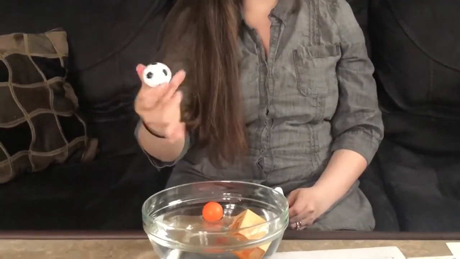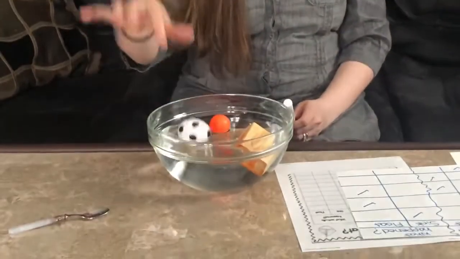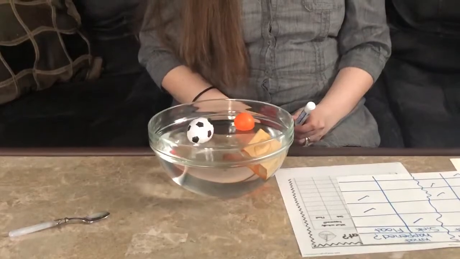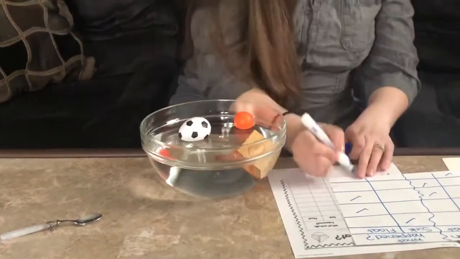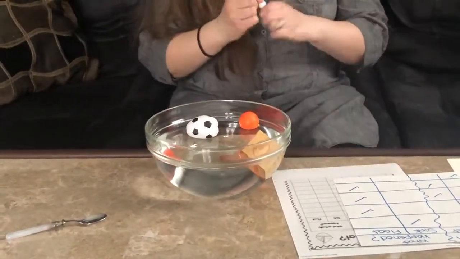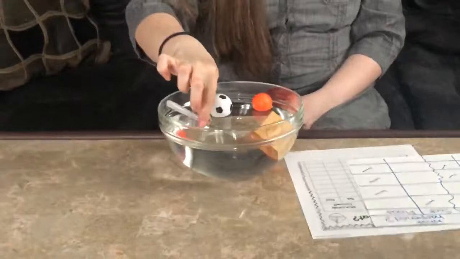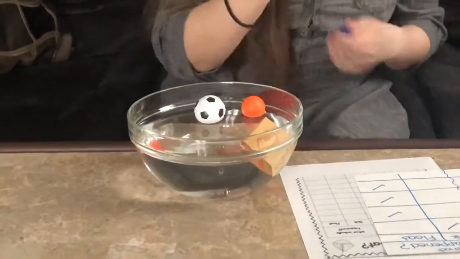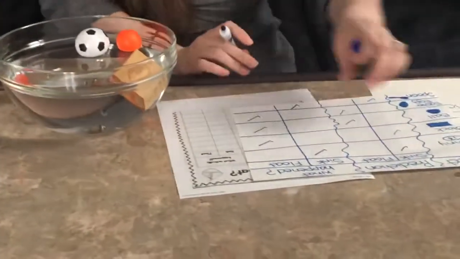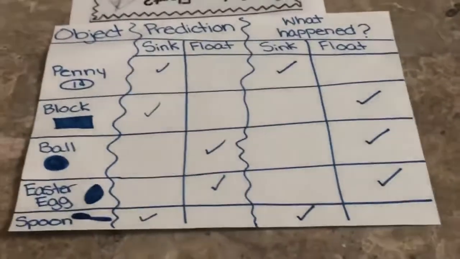Here's an Easter egg. We said it's going to float. There it is, it's floating. So let's check float. And here we have a spoon. We said it's going to sink. Let's see what happens. There you go. Sink. So that's how I filled out my chart, okay?